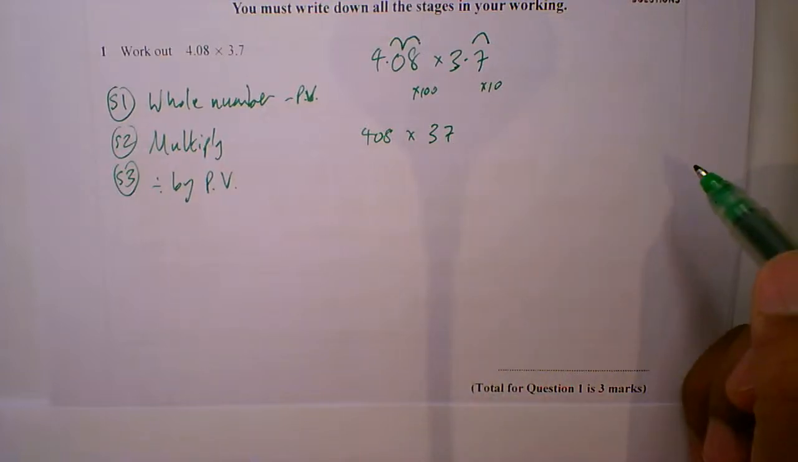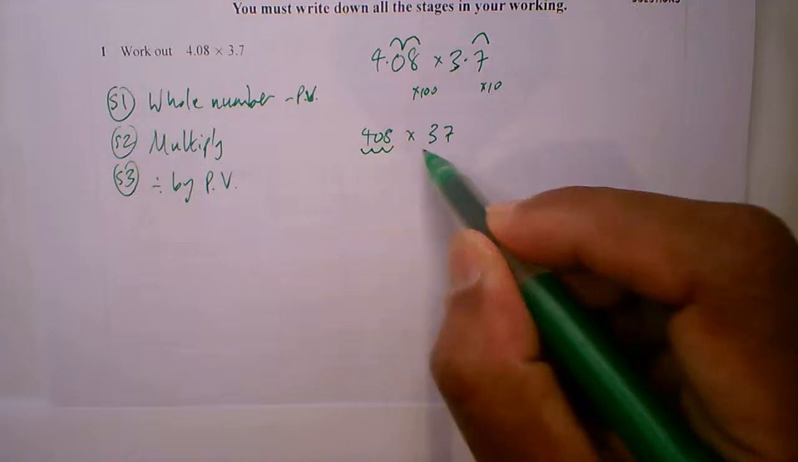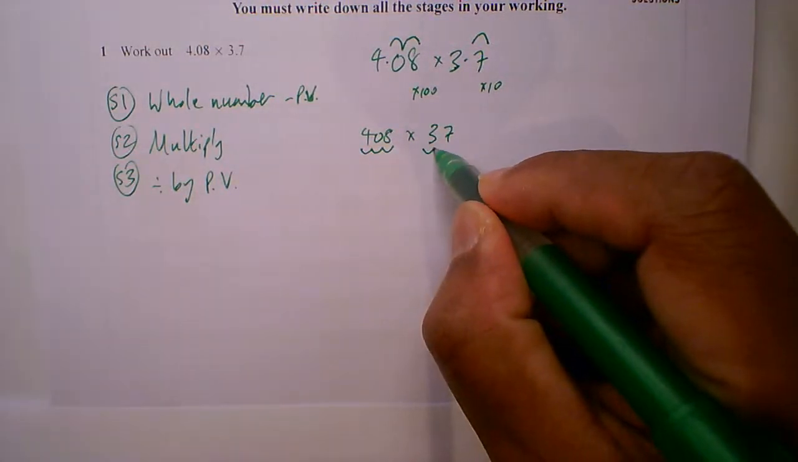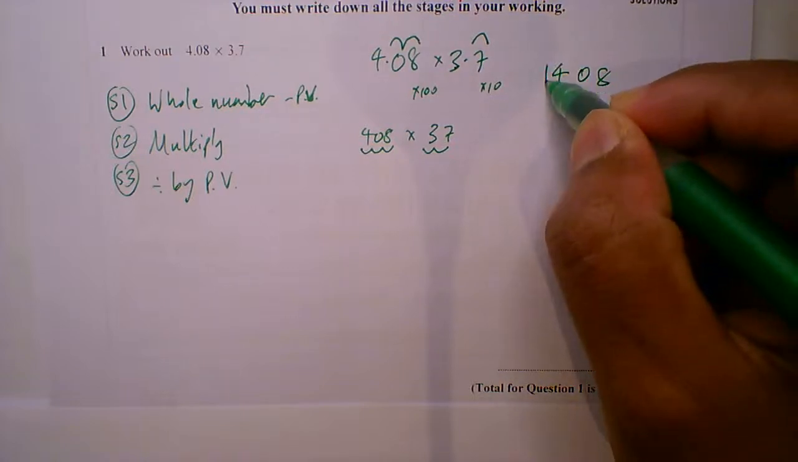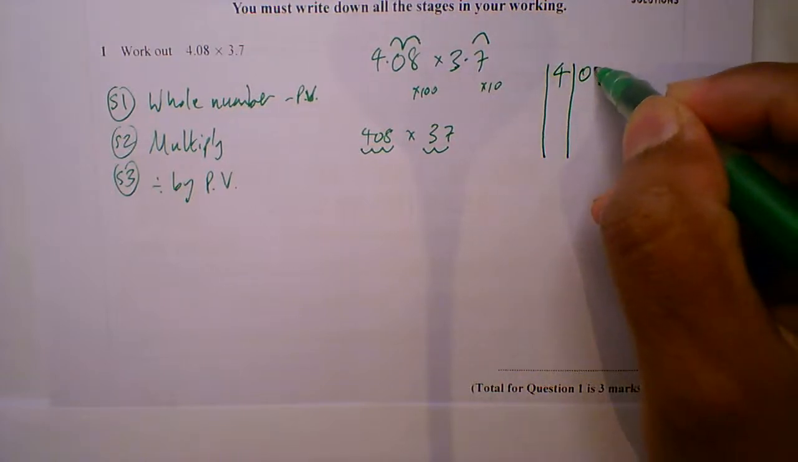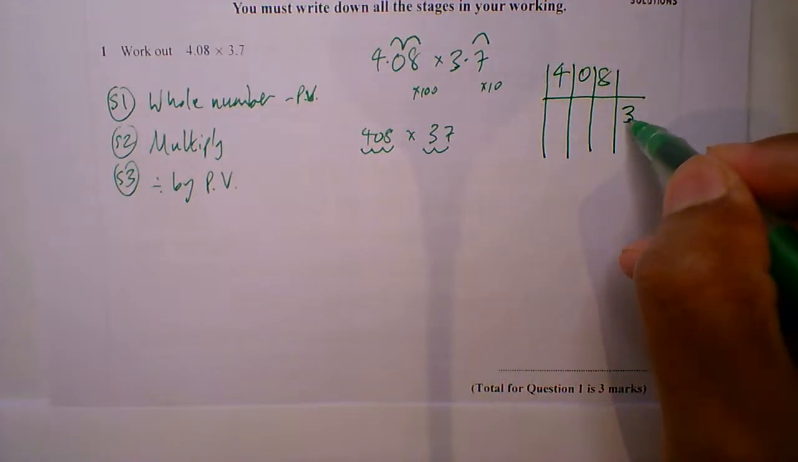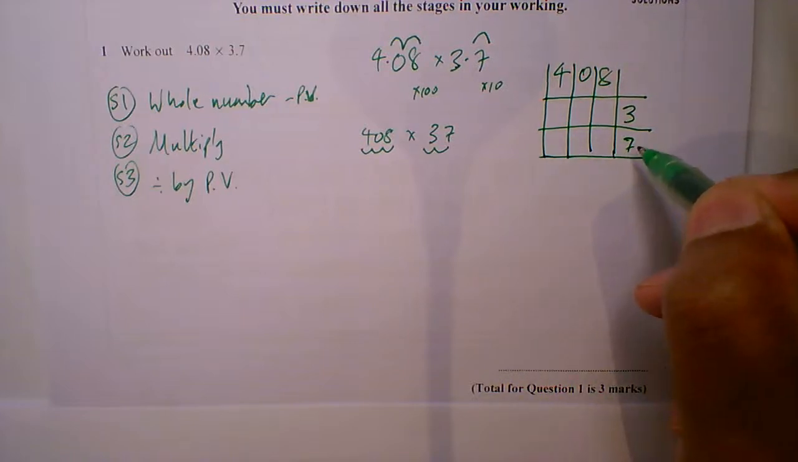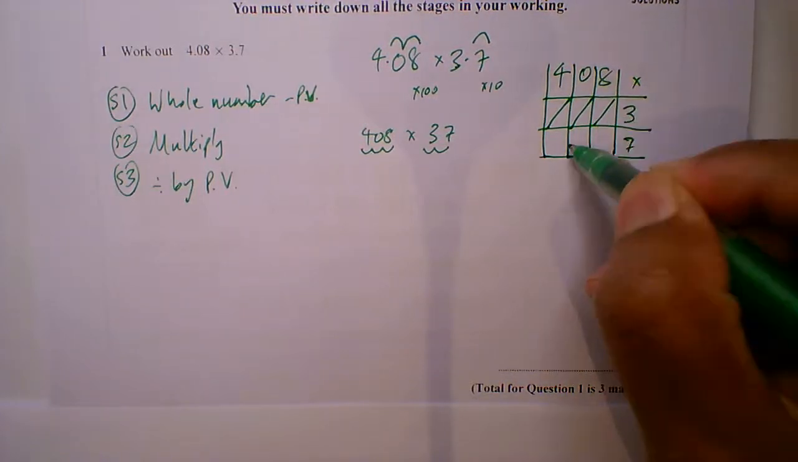Now I'm going to be using the Gaussian method. You can use whichever method you are comfortable with. We've got 3 numbers there and then 2 numbers there. So I'm going to have 408 and I'm going to have 37. So 3 and 7. We're multiplying them, so just do the diagonals on each one.